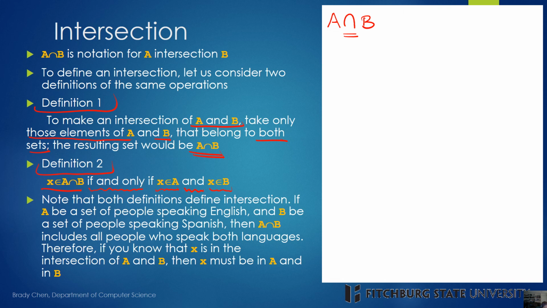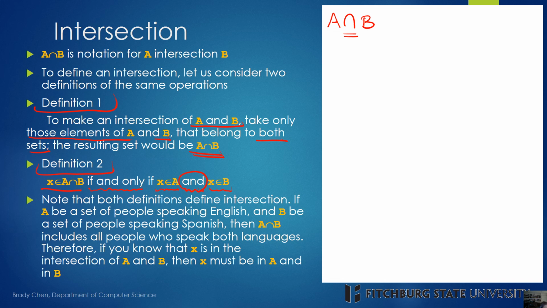Remember the and, because for union it only says X belongs to A or X belongs to B. But now for intersection, we have to make sure X belongs to A and X belongs to B. Okay. Now you can clearly see the difference between the union and intersection, right? So now take a look at the example.